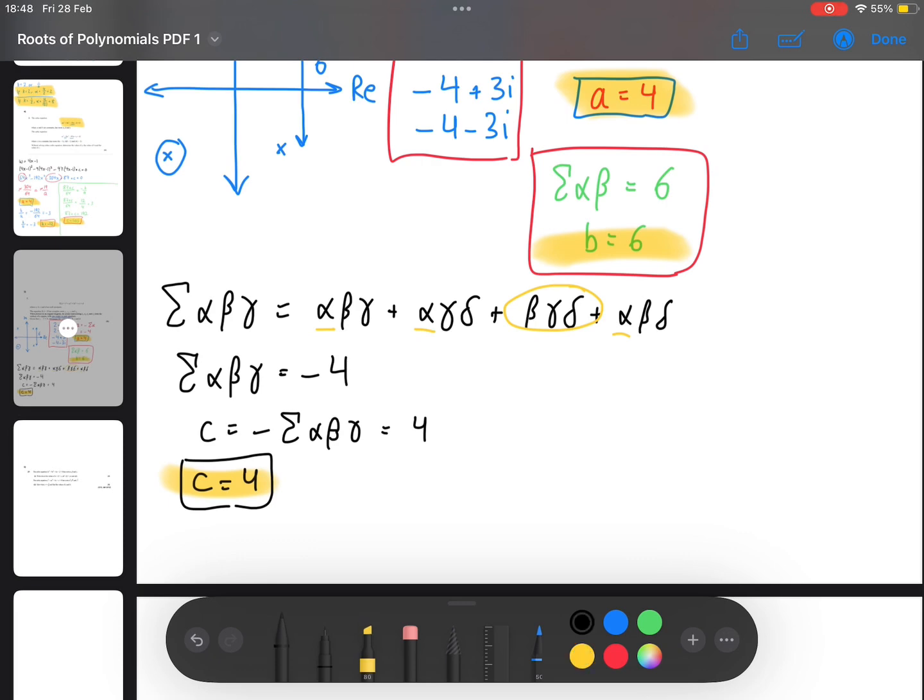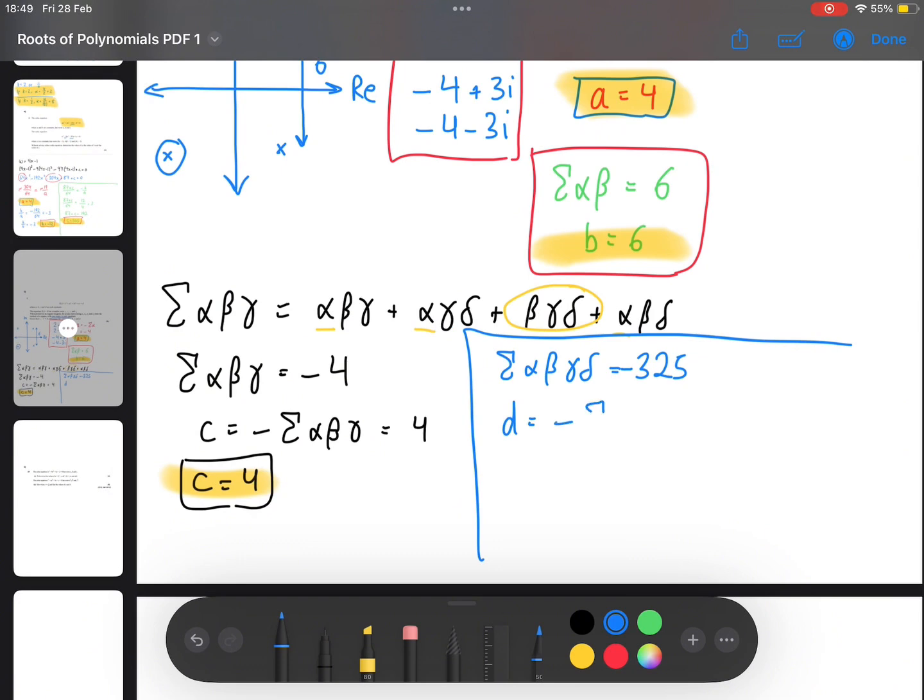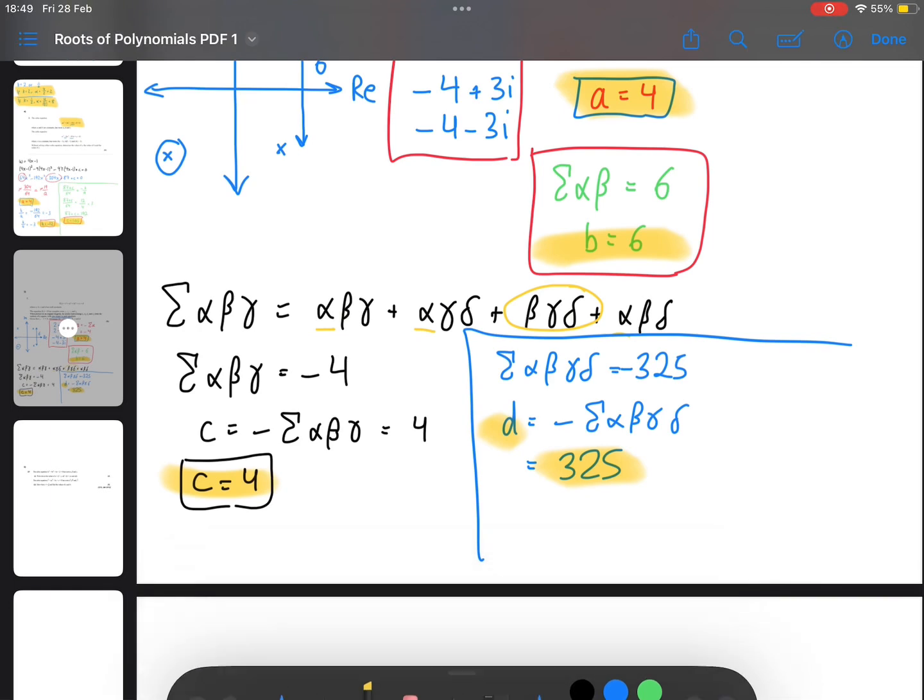And for our last one, finding D, we're just multiplying all 4 roots together, and that gives us a rather large value of 325. Sorry, minus 325. So that tells us that D is, because it's the minus the product, messing up, is going to be positive 325 there. So D is 325. And that's the answer to that question.